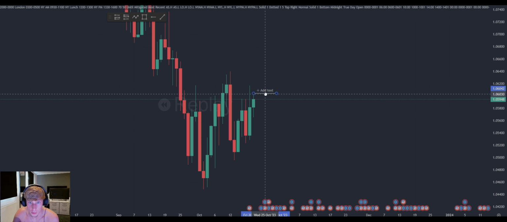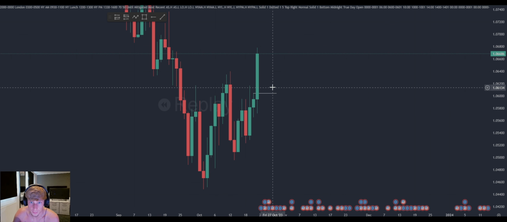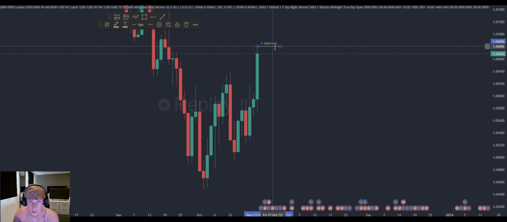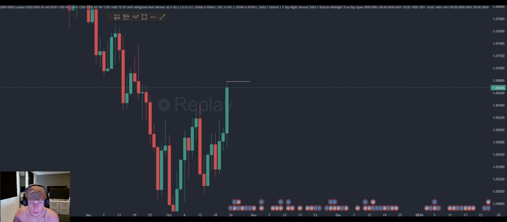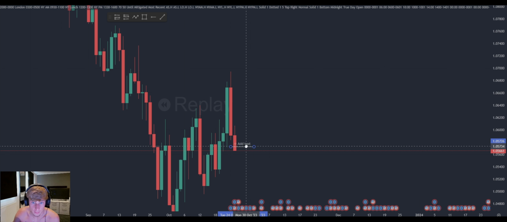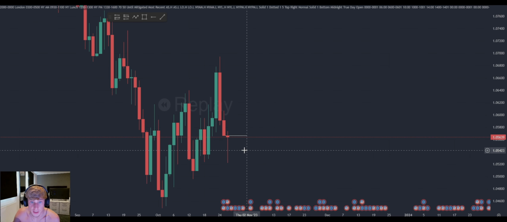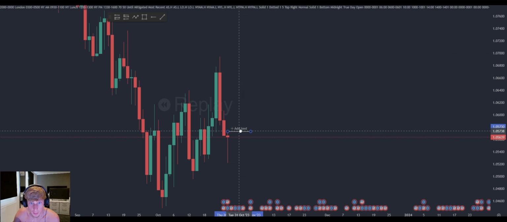Okay, we've closed above the range, so my target would be here as a draw on liquidity. Price took out that high and has made a new high, so here again is my draw on liquidity. Price has swept the high and closed below the low, so now we're looking for sells again. As you can see, price swept the low but has closed back into the range, forming a bullish candle. So now we can look for buys again.